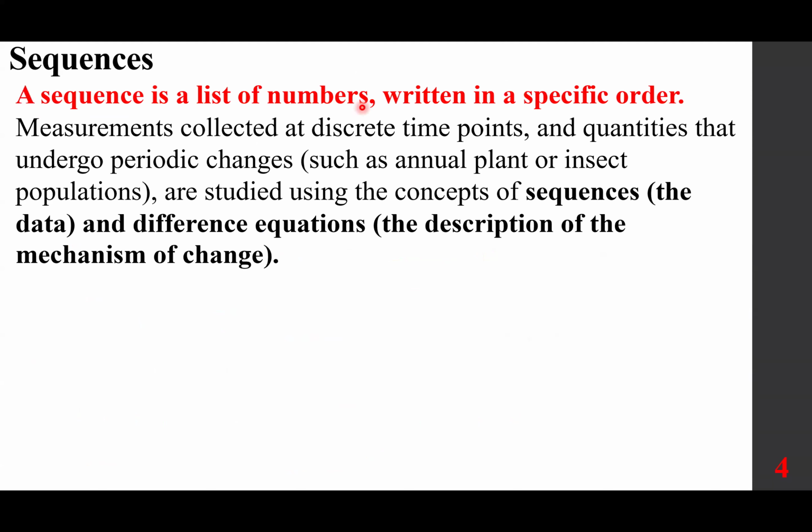Sequences. A sequence is a list of numbers written in a specific order. Measurements collected at discrete time points and quantities that undergo periodic changes, such as annual plant or insect populations, are studied using the concept of sequences, the data, and difference equations, the description of the mechanism of change.